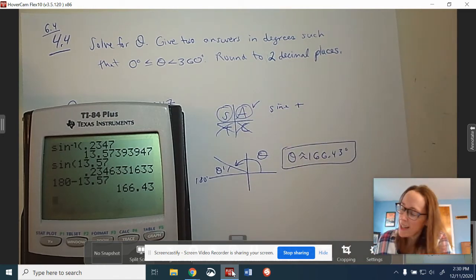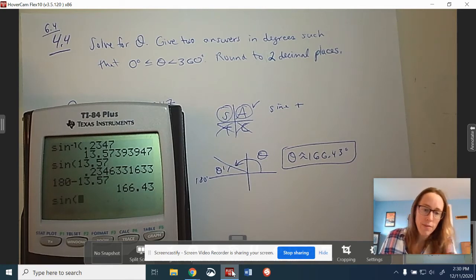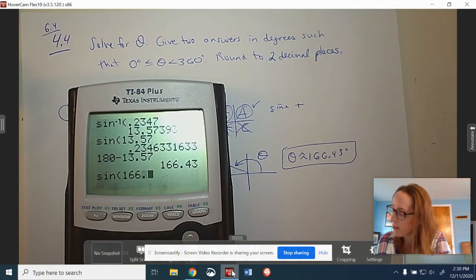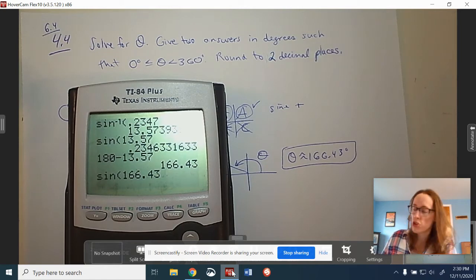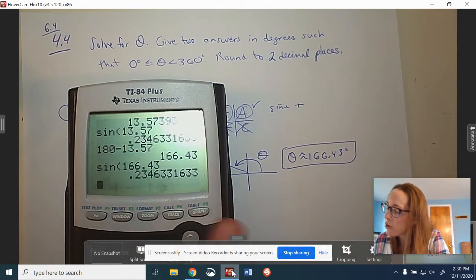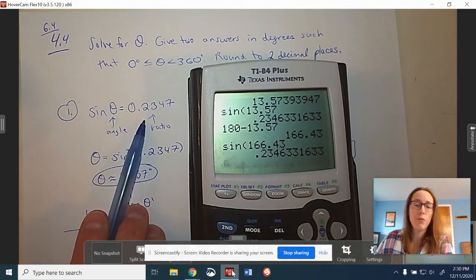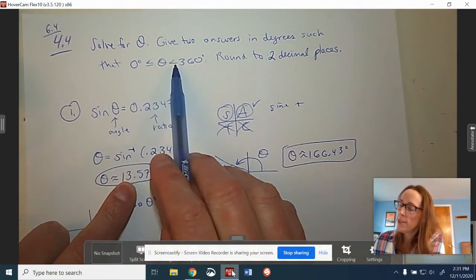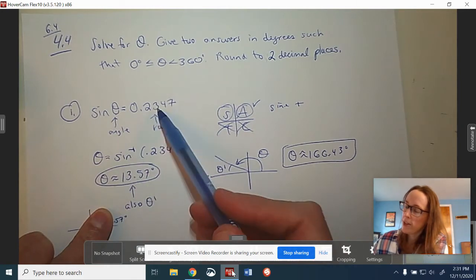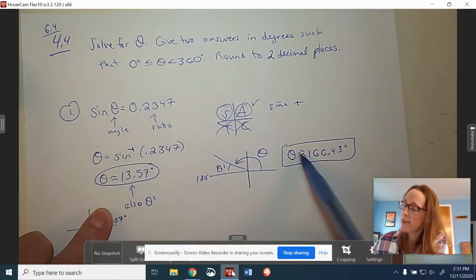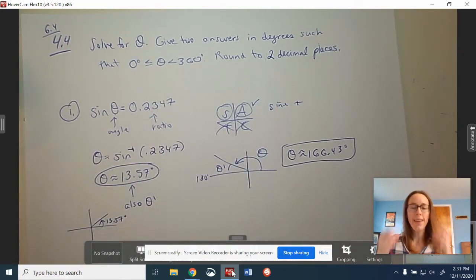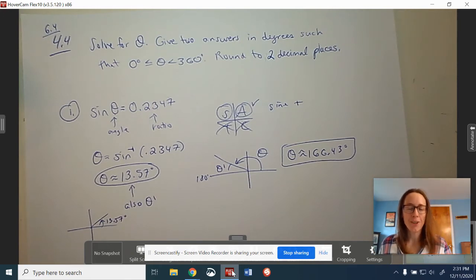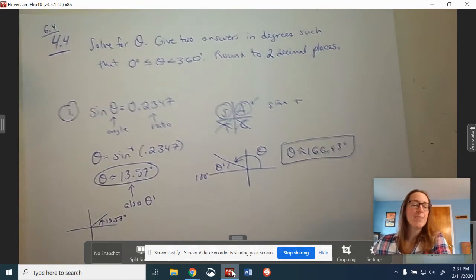And if you want to check that answer, hit sine, regular sine, not inverse. Put that angle in, and the ratio you should get out should be very, very close to the given ratio of 0.2347. So those are our 2 answers, between 0 and 360, such that sine of this angle gives that ratio, and sine of this angle gives that ratio. Not so bad. It gets a little weird in the next few examples. Let's move on to number 2.